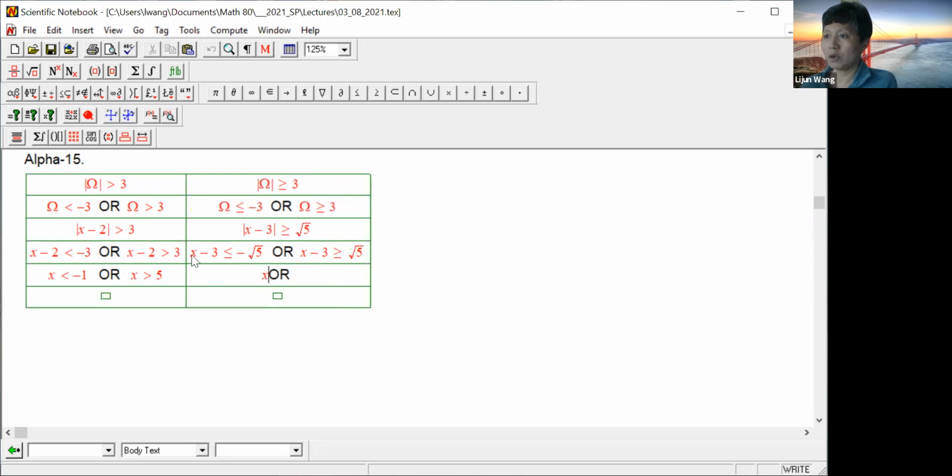Okay. So then you're going to add a 3 on both sides. So add a 3 on both sides, you're going to get 3 minus square root of 5. Okay, you cannot simplify that. You don't simplify that. That's okay. And the other one, if we end up with x larger than or equal to 3 plus square root of 5. And you just leave it like that. You don't need to get the numerical value.